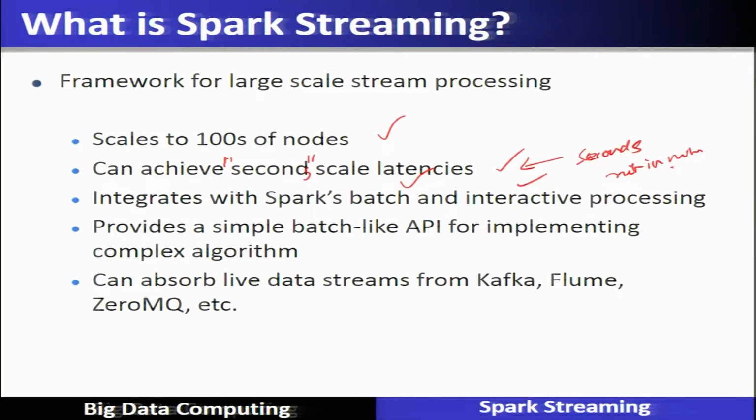Similarly, it will provide simple batch-like APIs for implementing complex algorithms, and it can also integrate with live data streams from different other tools such as Kafka, Flume, ZeroMQ, and so on. So that is why Spark streaming is nowadays required very much.